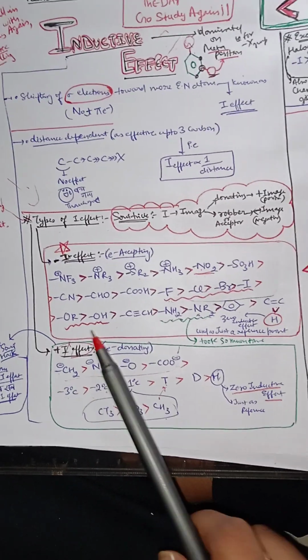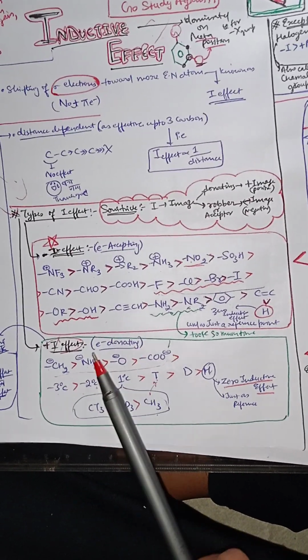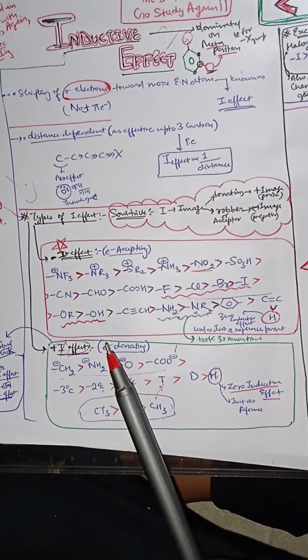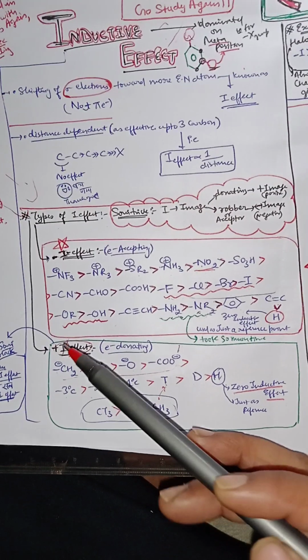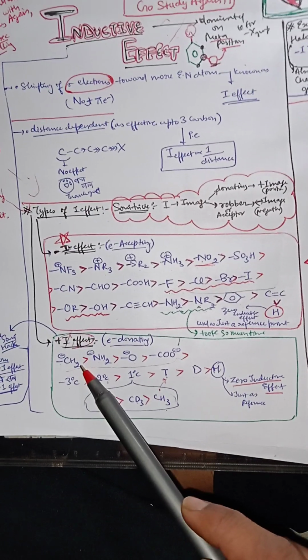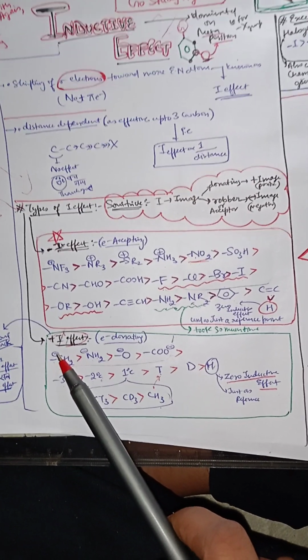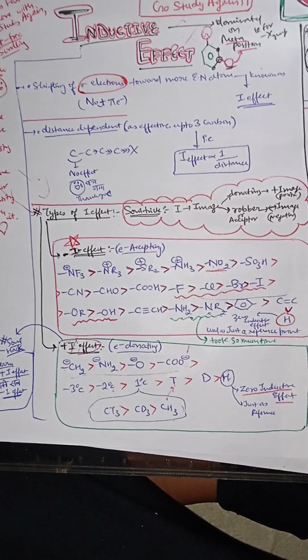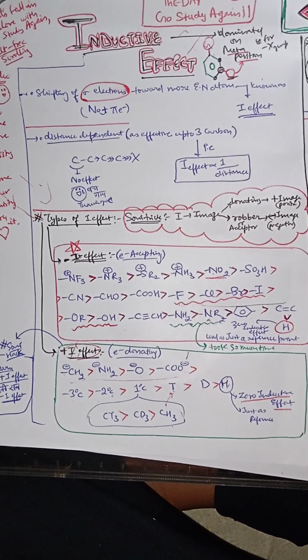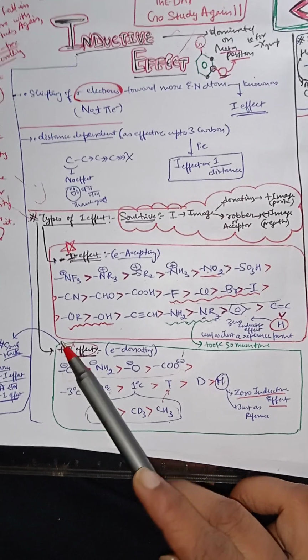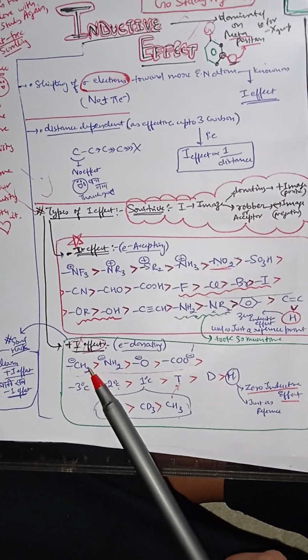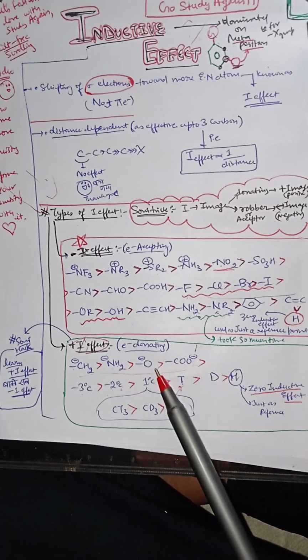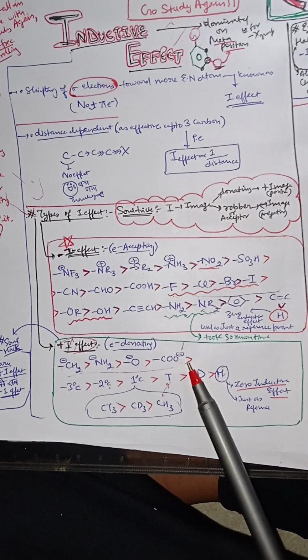So let's see, plus I effect, electron donating groups, so minus. One more thing you can notice here is that the effect and the group have opposite nature. So you can also keep this fact in mind, as it will help you guess which effect it will show, positive or negative. So positive I effect: CH2 negative more than NH2 negative more than O negative more than COO negative.